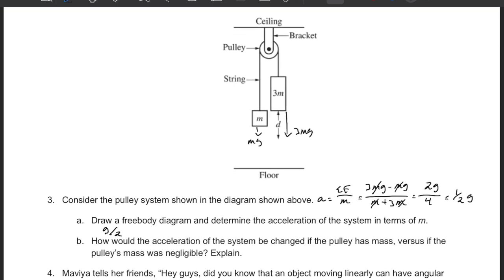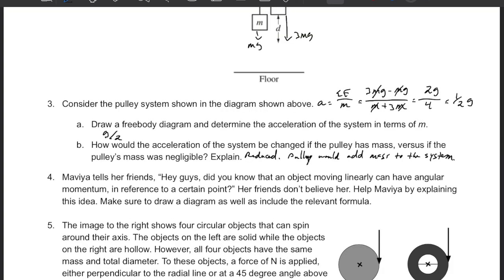How would the acceleration of the system be changed if the pulley has mass? Well, if the pulley has mass, now your effective mass is increased because the pulley is going to resist rotation. And the place it shows up in the formula is not in the net force. It's not applying a force. It's adding to the mass. Mass is in the denominator. Increasing the denominator will decrease the value that you calculate. So I'm just saying that it added mass to the system.